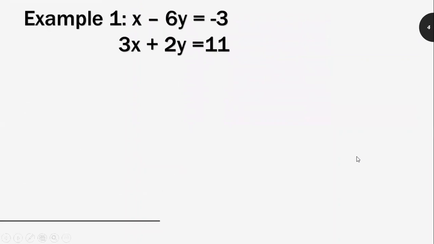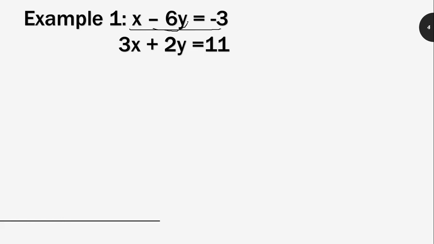Example number 1: x minus 6y is equal to negative 3, and equation number 2: 3x plus 2y is equal to 11. So isolate the variable first. Tingnan po kay x and y, saan dyan, kay equation 1 or 2 ba, ang may variable na ang numerical coefficient po niya is 1. Okay, nasa equation number 1, which is the x.